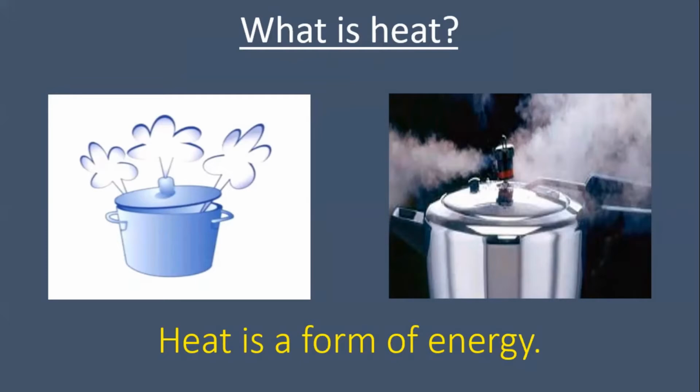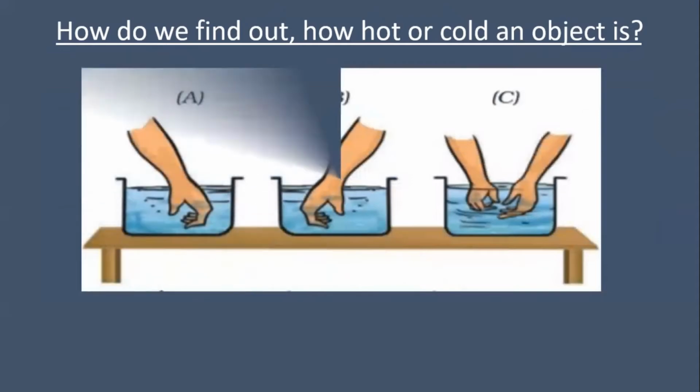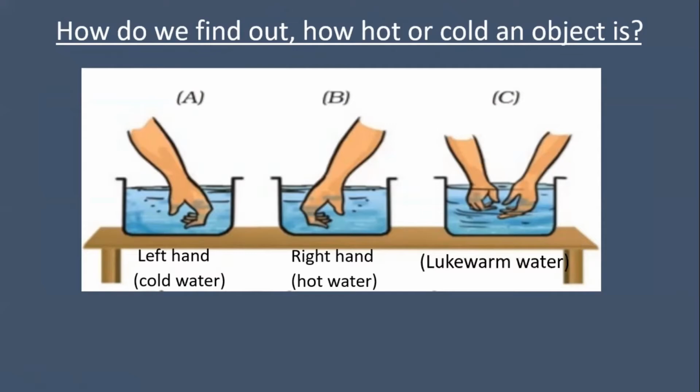Some objects are hot, some are cold. How do we know if they are hot or cold? Can we find out by touching? Let us try this activity. Take 3 large mugs and label them as A, B, and C. Put cool water in mug A and hot water in mug B. Mix some cold and hot water in mug C.